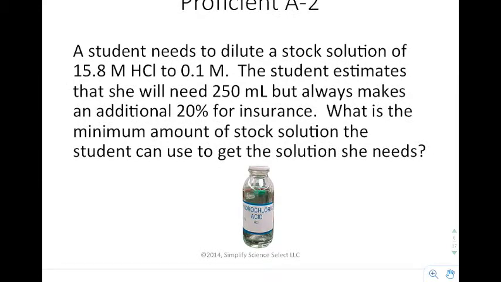Next, it says a student needs to dilute a stock solution. Stock solution means it is guaranteed by the supply company that this is the true concentration.